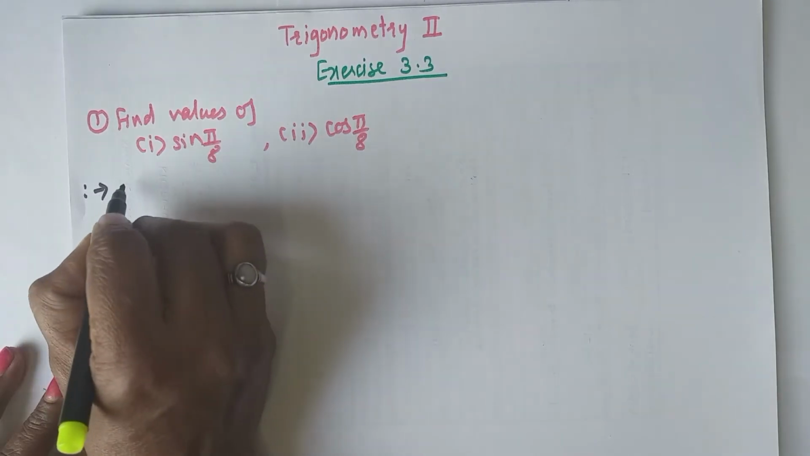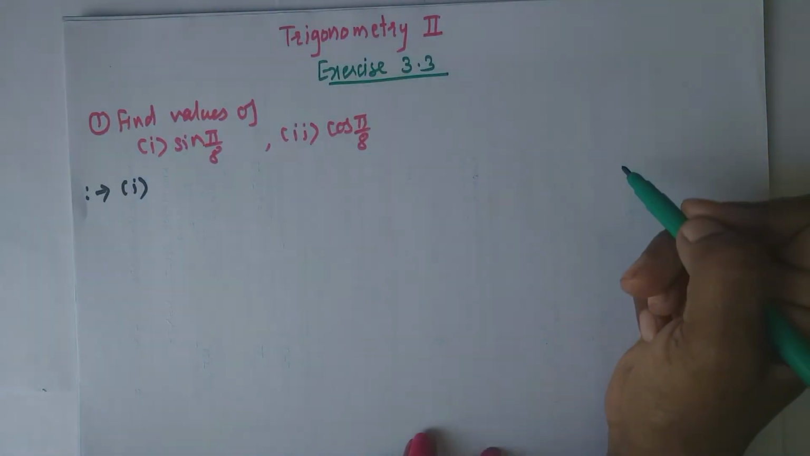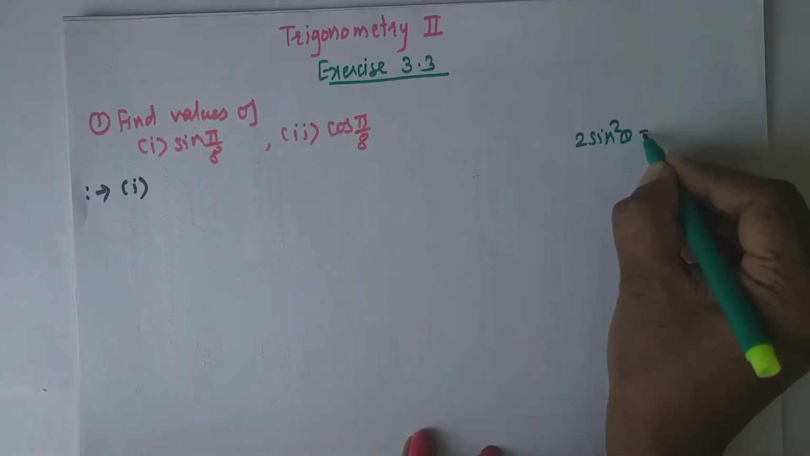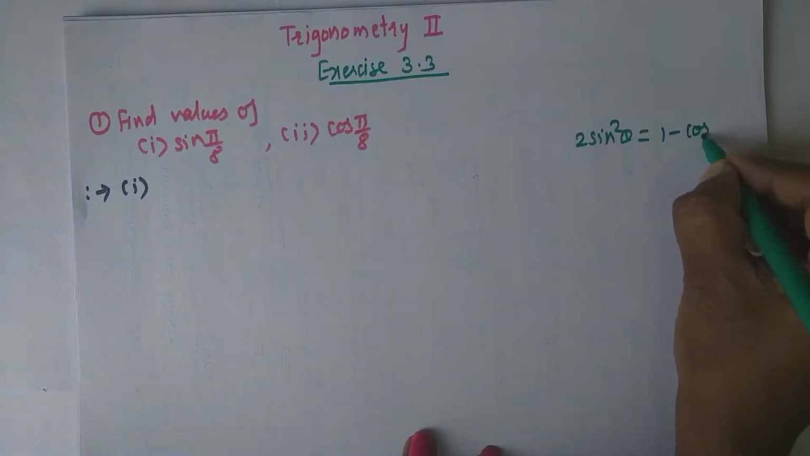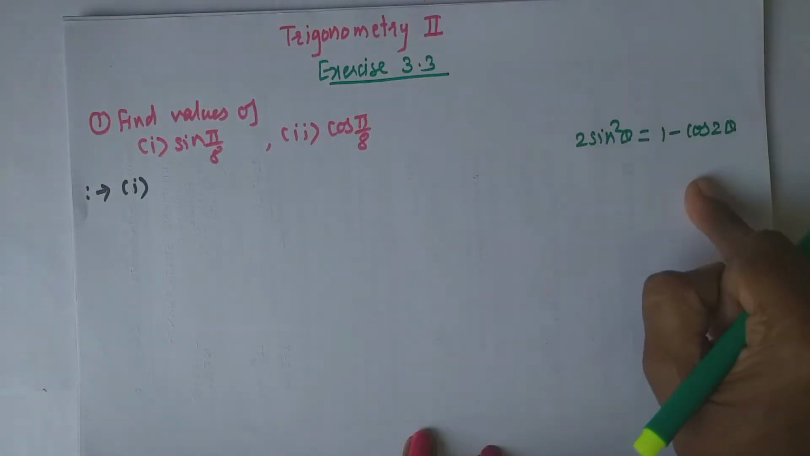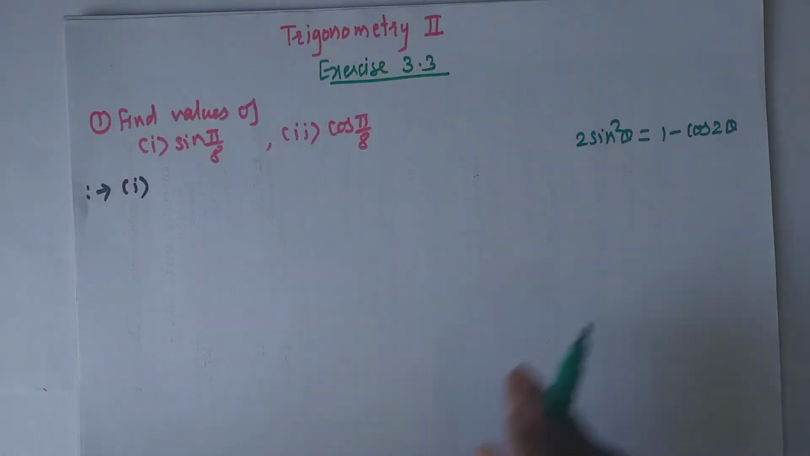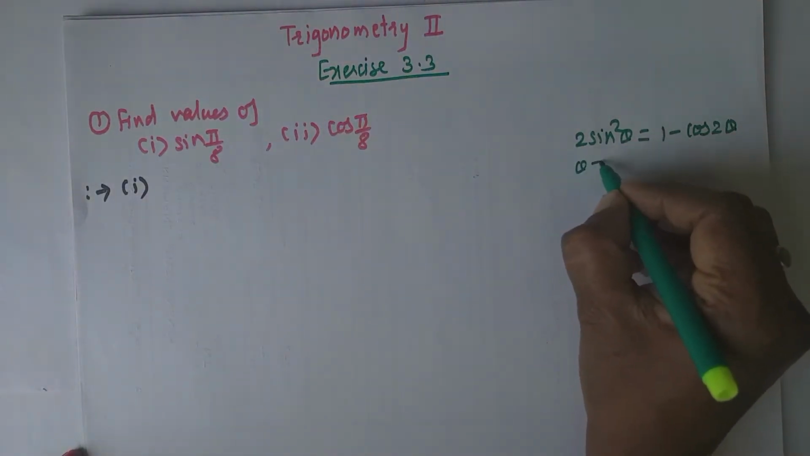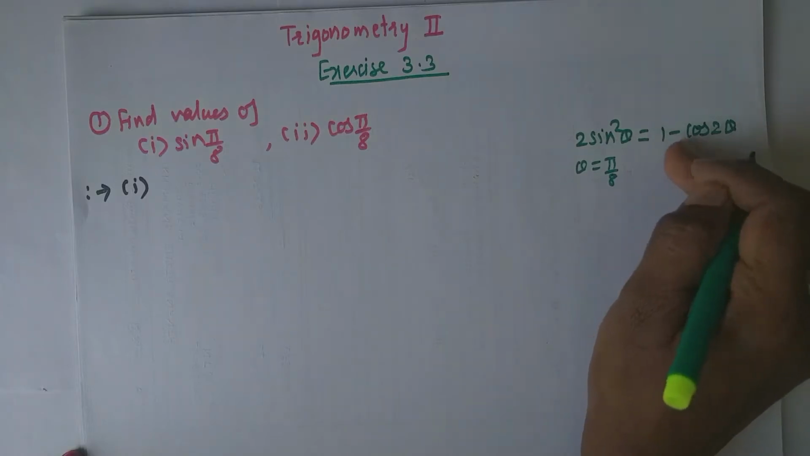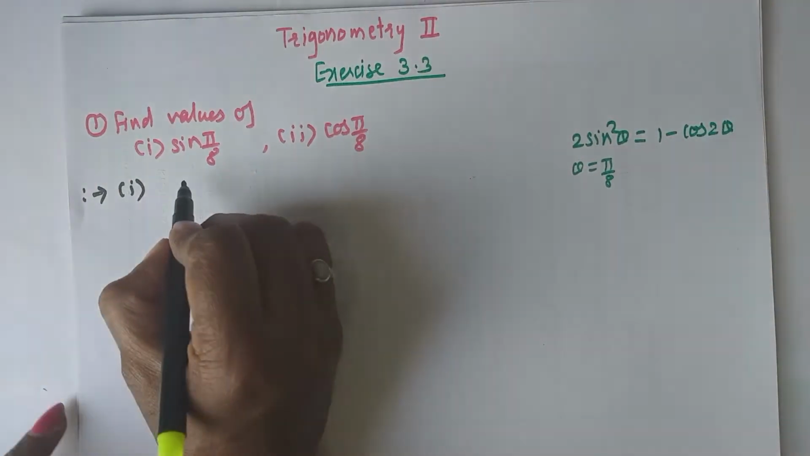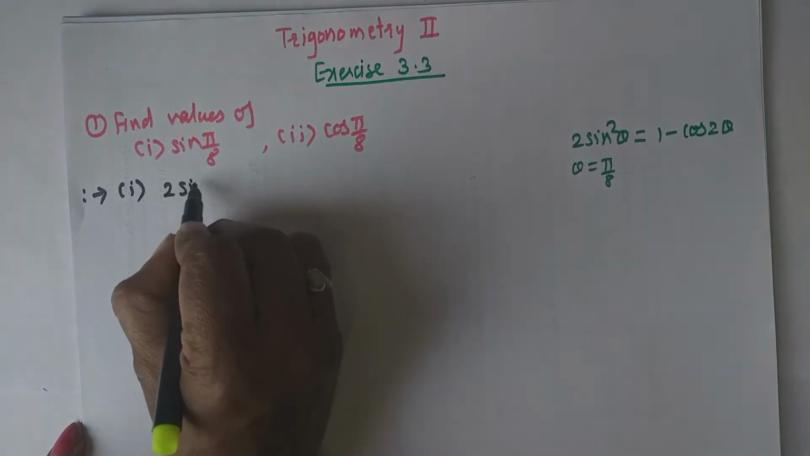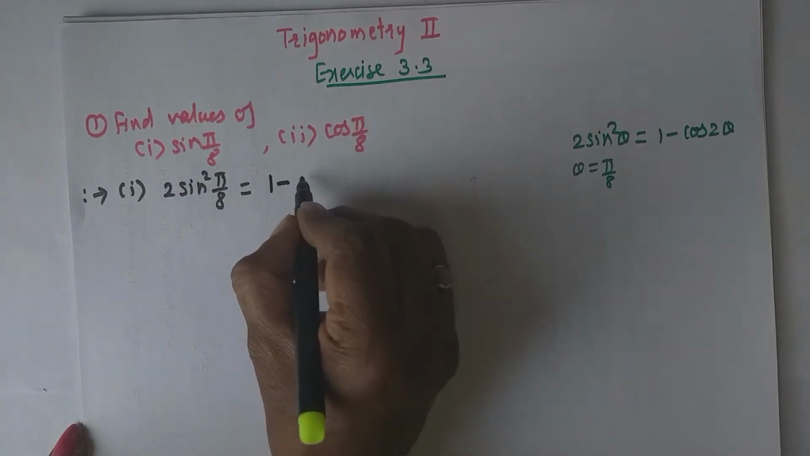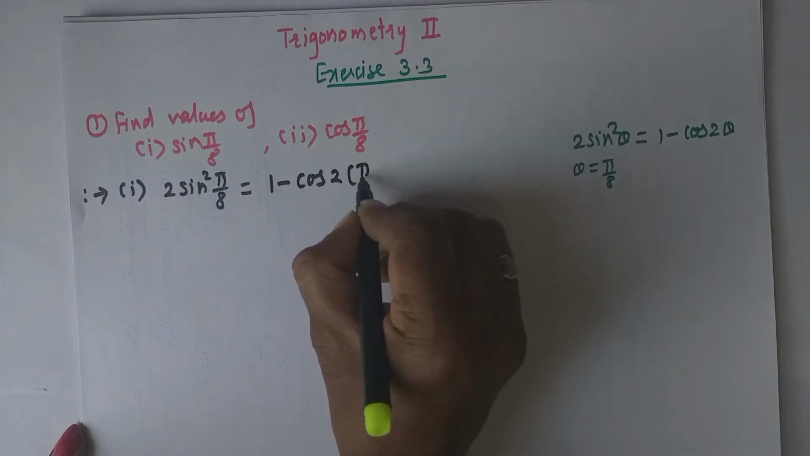Let's see the first. We have seen one of the formulas in our previous lecture, that 2 sin square theta is equal to 1 minus cos 2 theta. We will use this formula. And here, what is theta? Here theta is pi by 8. In this formula I will keep the value of theta as pi by 8. Therefore 2 sin square pi by 8 will be equal to 1 minus cos 2 times pi by 8.